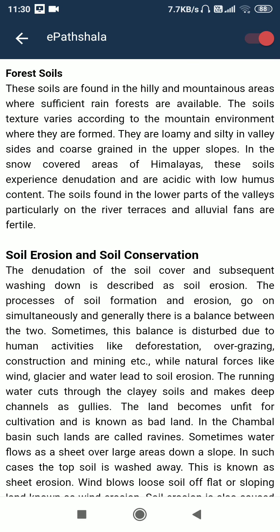Forest soil. These soils are found in the hilly and mountainous areas where sufficient rain forests are available. The soil's texture varies according to the mountain environment where they are formed. They are loamy and silty in valley sides and coarse grained in upper slopes. In the snow covered areas of the Himalayas, these soils experience denudation and are acidic with low humus content. The soils found in the lower parts of the valley, particularly on the river terraces and alluvial fans, are fertile.